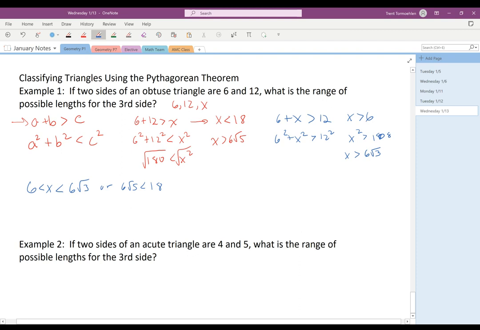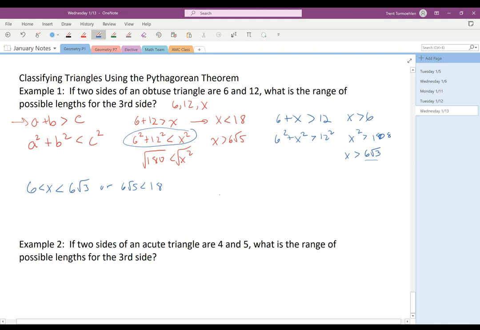Now, one thing to notice is the only difference between this and the Pythagorean theorem is the equal sign. So if we had equals, then the Pythagorean theorem would tell us that x is 6 root 5 in that case, and the same thing over here is 6 root 3. And so it turns out that 6 root 3 and 6 root 5 are the values of x that make the triangle a right triangle.